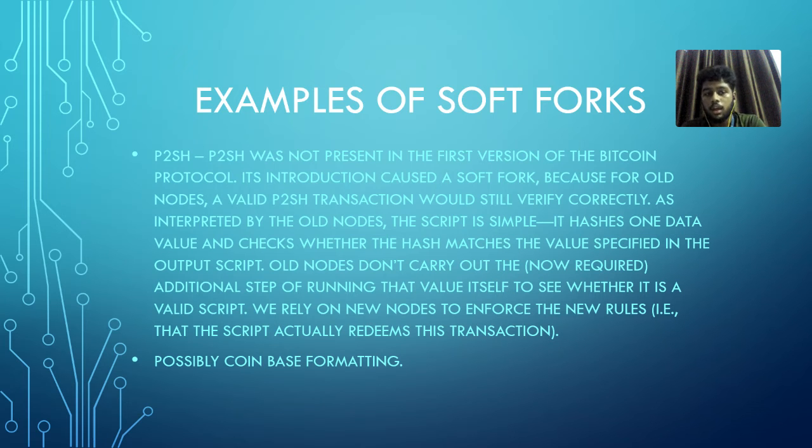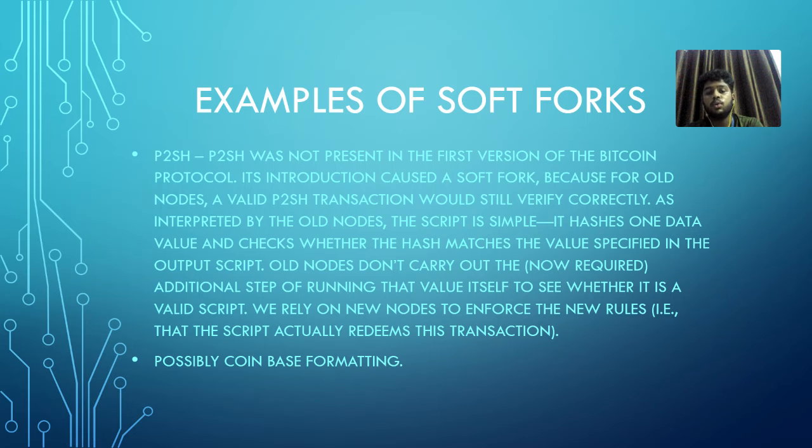As interpreted by the old nodes, the script is simple. It hashes one data value and checks whether the hash matches the value specified in the output script. So it is obviously going to validate it and accept it. Old nodes don't carry the additional step of running that. As I said before, when an old node and a new node remain on the same chain, it is not going to cause a problem.